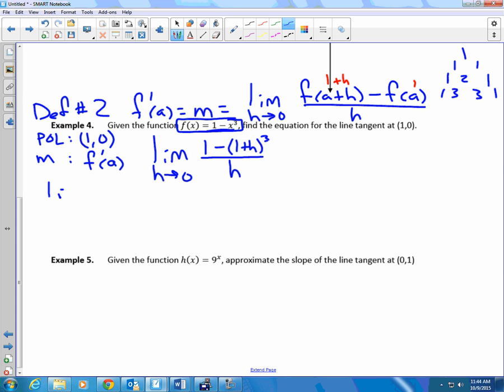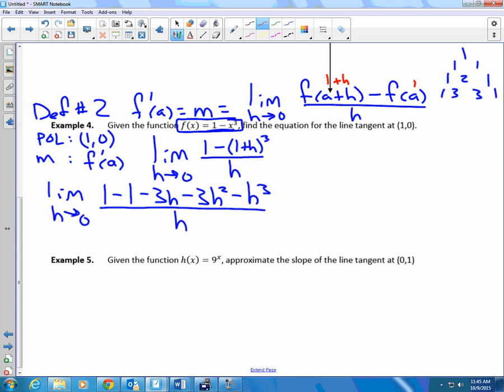And so this becomes the limit as h goes to 0 of 1 minus 1. So you take 1 and cube it, you get 1, right? And then it would be a minus 3h minus 3h squared minus h cubed. When you cube that out, that's what you'll get. Divided by h. You've got to distribute the negative all the way through. Those cancel, and thank you.